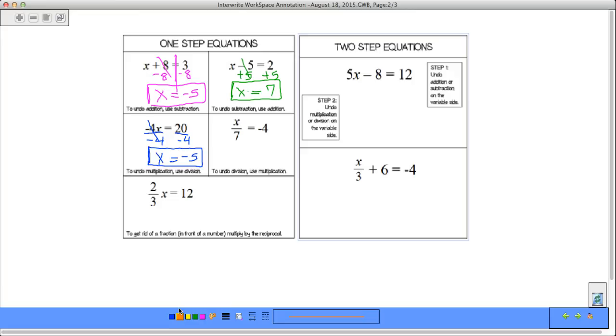This next one can look a little tricky, but really all a fraction is division. So I have x divided by 7. To undo division, I need to multiply. Multiply both sides by 7. Here those cancel. I'm left with x equals, over here I have negative 4 times 7, which gives me negative 28.